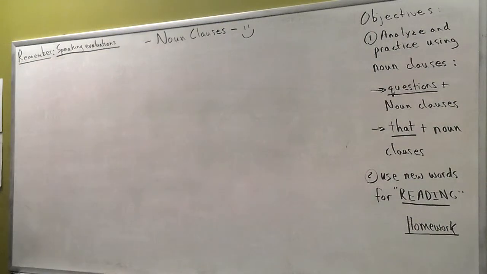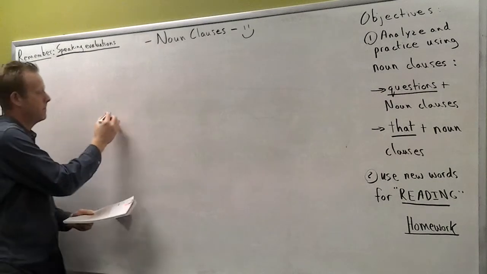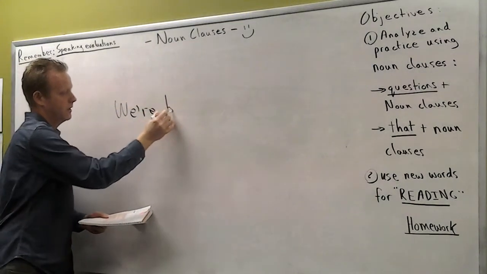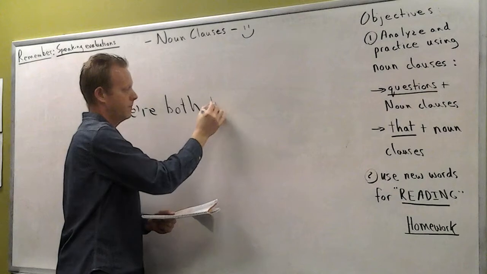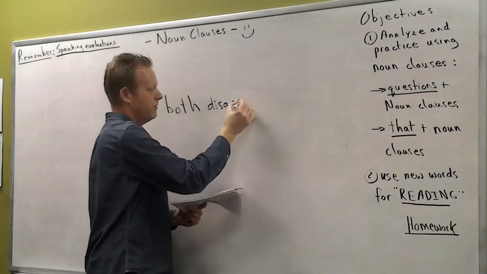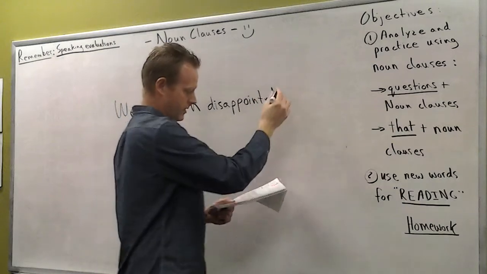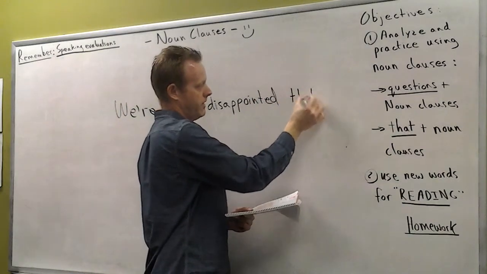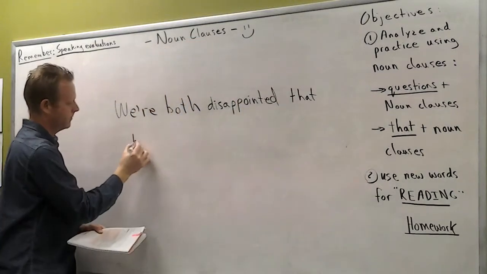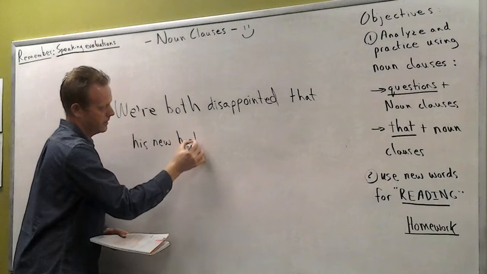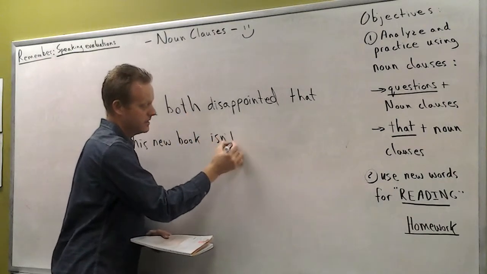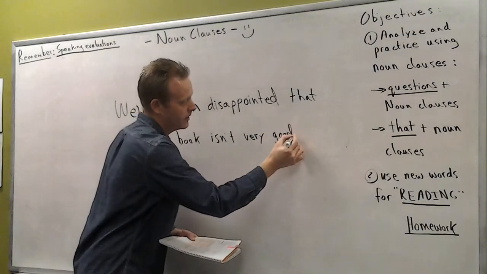So, this rule is saying there are certain sentences that have a predicate adjective which is followed by a noun clause. Alright, so let's look at the example. Can you read the first example? We are both disappointed that this new book isn't very good. Good. So we're both disappointed, and then it puts that this new book isn't very good. All right, cool.